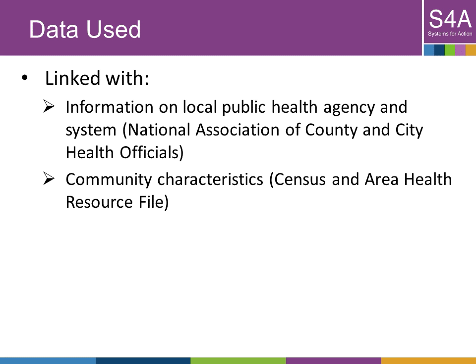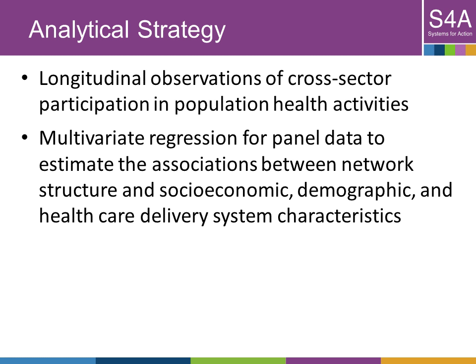So we then take the NLS-PHS data and we link it with a couple of really useful sources. We get information on local public health agency and system from the National Association of County and City Health Officials data, and we pull in community characteristics, which typically come from both the census and the Area Health Resource File. So the analytical strategy we've used here is longitudinal observations of cross-sector participation in population health activities, coupled with multivariate regression for panel data to estimate the associations between network structure and socioeconomic, demographic, and healthcare delivery system characteristics.